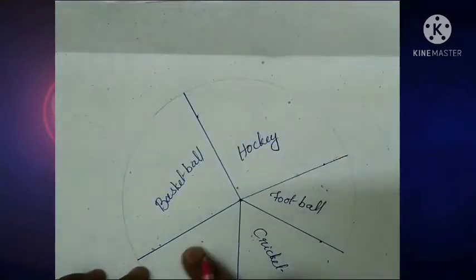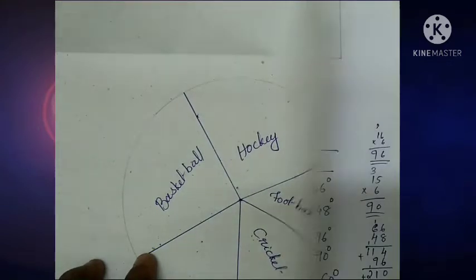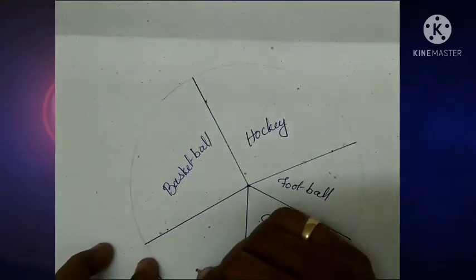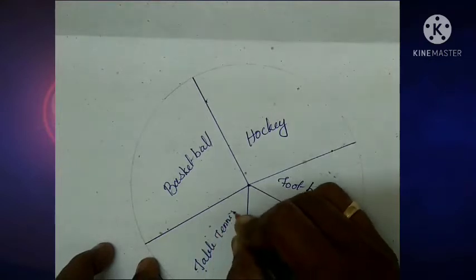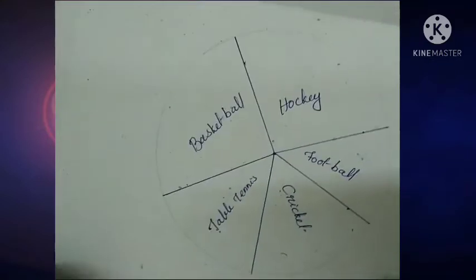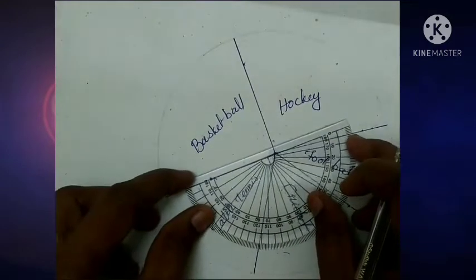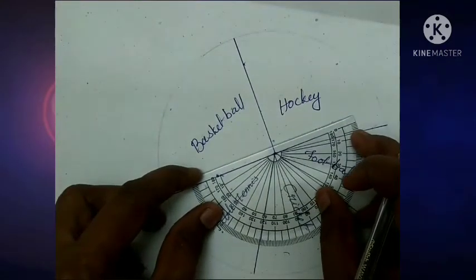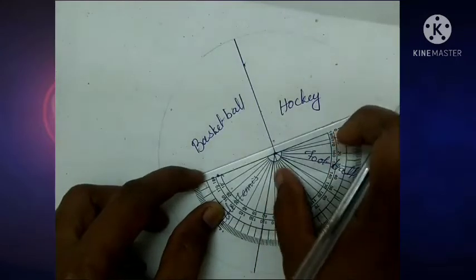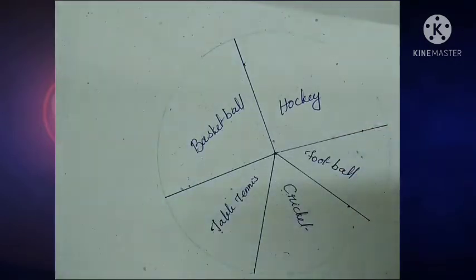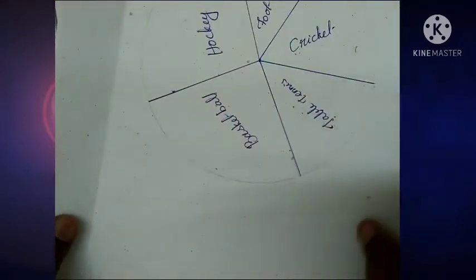And the remaining portion is table tennis. So if you measure this portion, what is the measurement you get? Yes, 60 degree. Okay, this is the way we mention all the details in a circle.